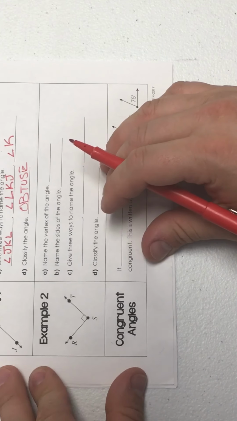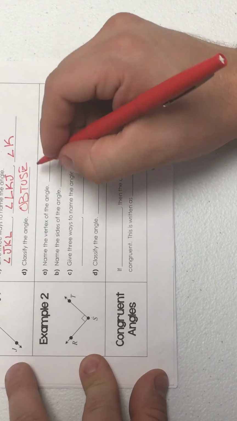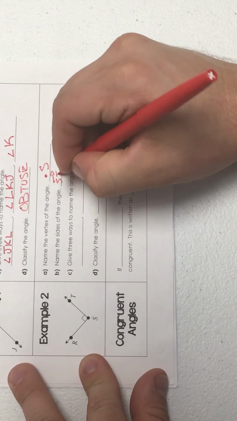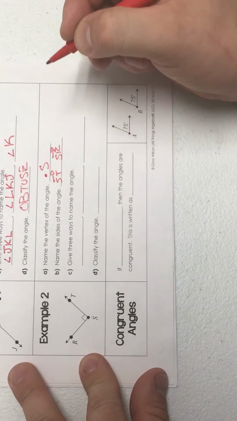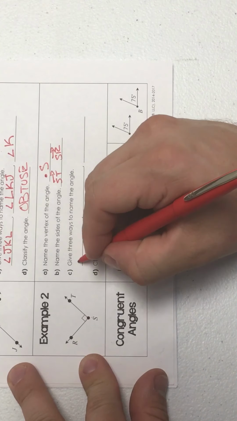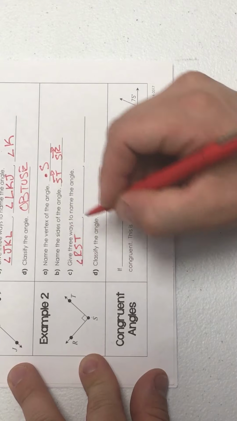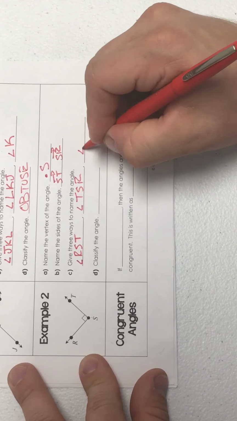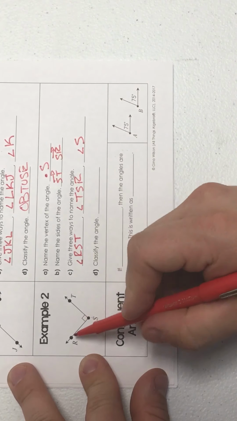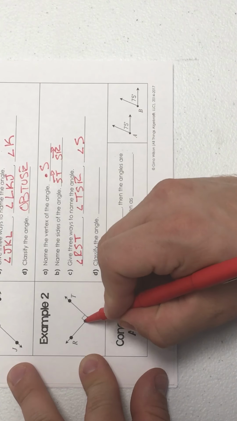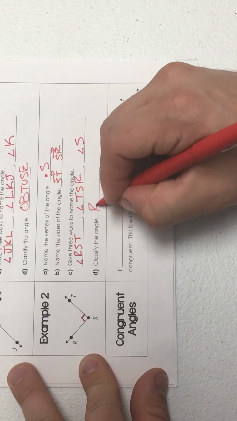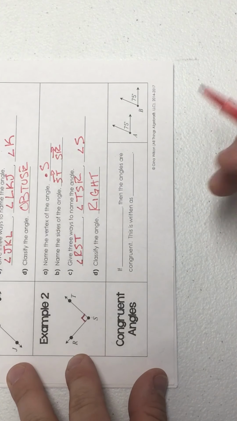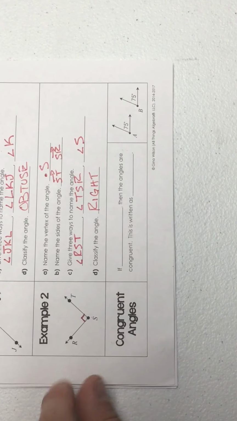Example 2. As I look at example 2, naming the vertex would be point S. Naming the sides of my angle, I would say ray ST and ray SR. Three names for this angle, we could say angle RST, vertex in the middle, or angle TSR, again vertex in the middle, or because there's one angle, I could say angle S. That box right there tells me it's a 90-degree angle, so when I classify, I would tell you that it is a right angle.